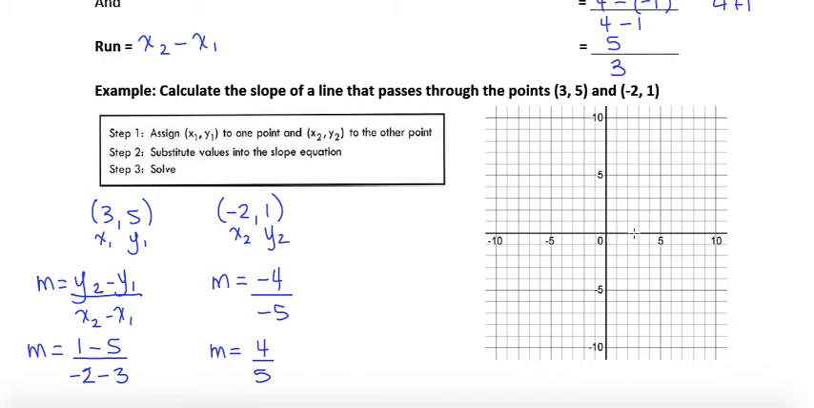So I'm going to go across to 3 and up to 5. So this is point 1. And my point 2, I said, was negative 2 and 1. So I'm going to go across to negative 2 and up to positive 1. So this is point 2. So you'll notice that when I chose the values for my point 1 and point 2, it's different than if I was to read this from left to right. And that's okay. Okay?